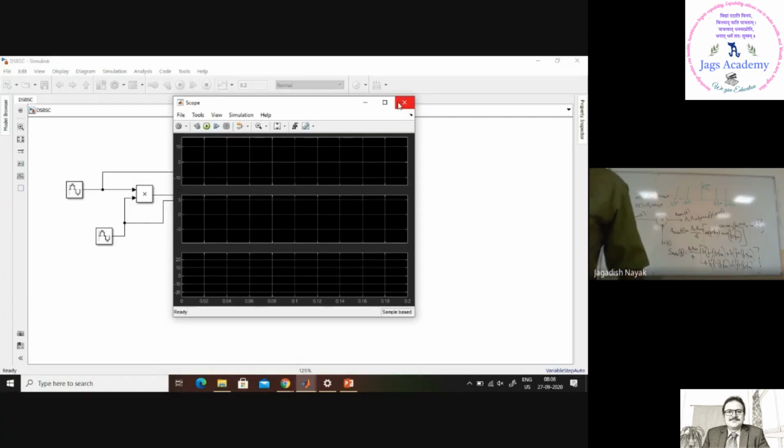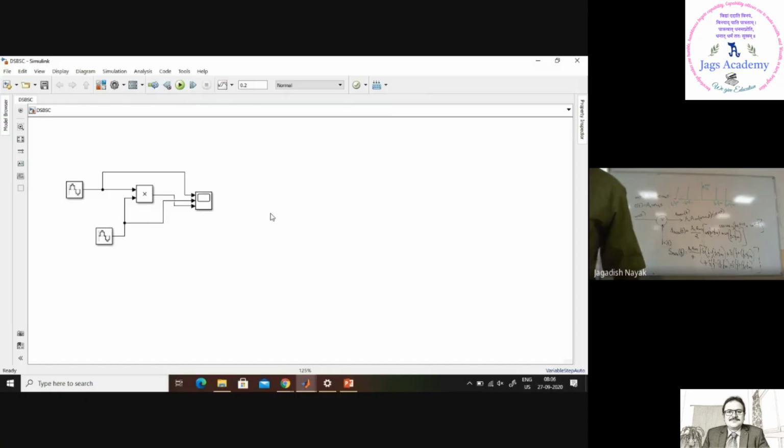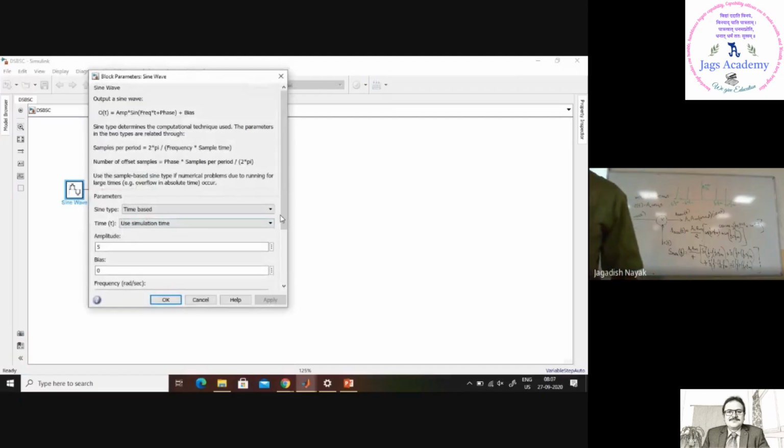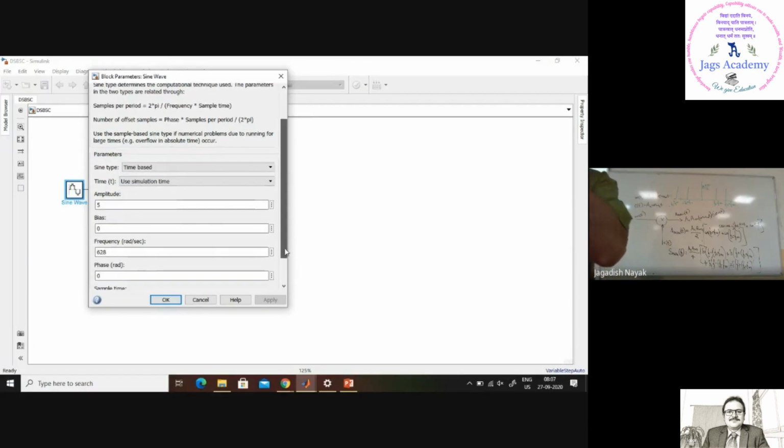See what I did here. Can you see here? This is your message signal. If you double click this, you will see its attributes. What is the frequency? Amplitude I have taken as 5. And you can see here that frequency is in radians per second. I have taken it as 628.